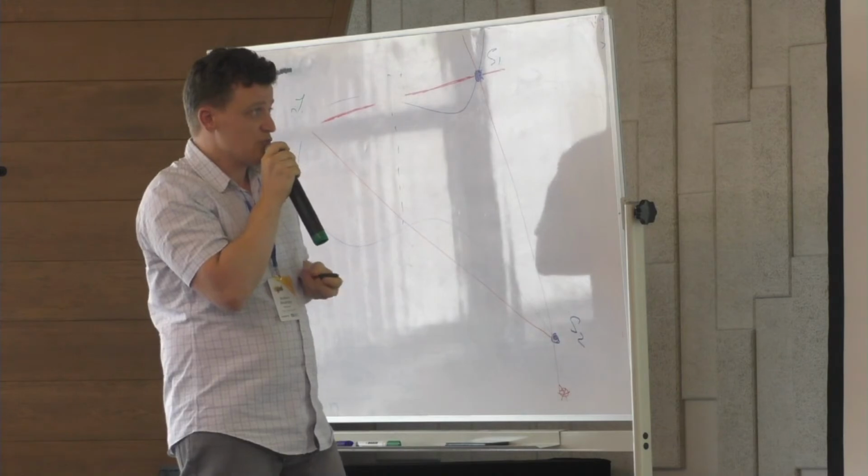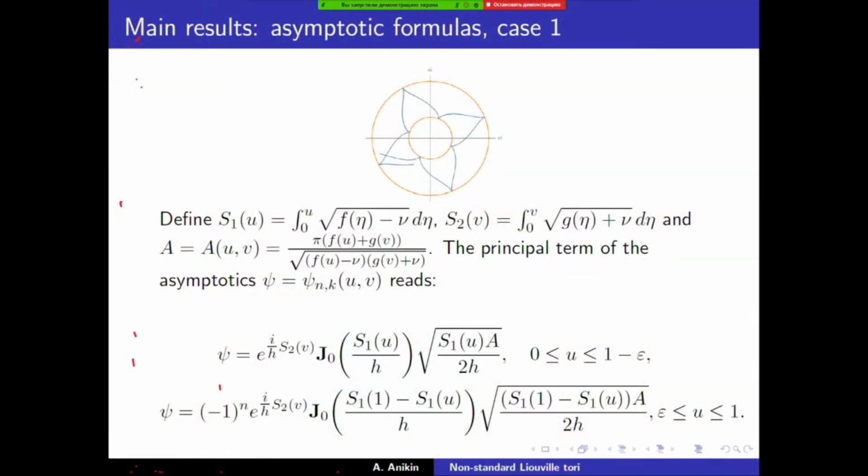Now I'll proceed to the main results. For example, the first case: assume that our domain is an annulus, this annulus, and you have two non-standard caustics. Okay, then the principal term of the asymptotic solution, which is localized everywhere, may be given by such a beautiful and very efficient formula. Okay, so you have phases here. The phases are such that the u and v variables are separated here. Okay, and there appears a Bessel function, and some factors, quite explicit.